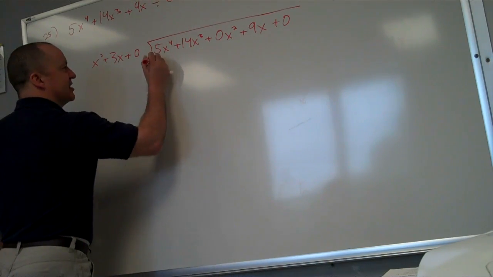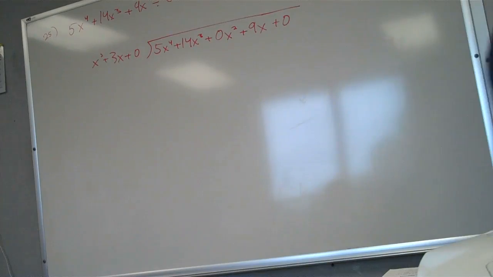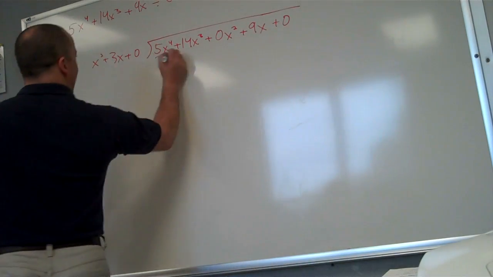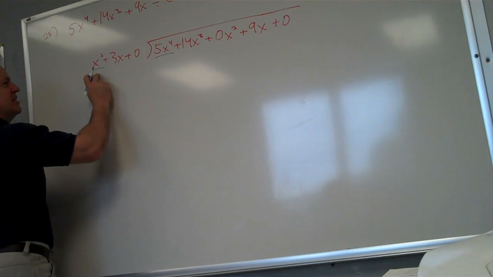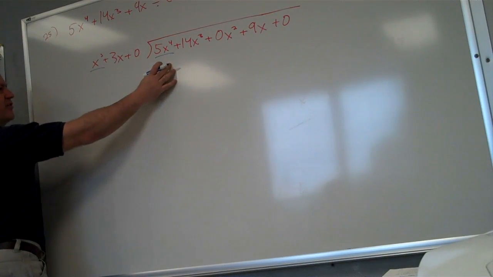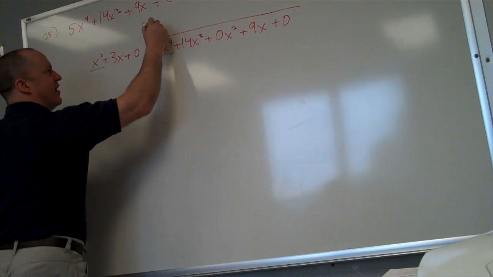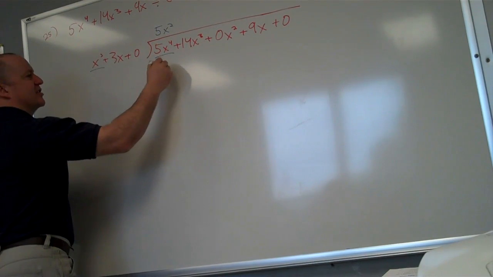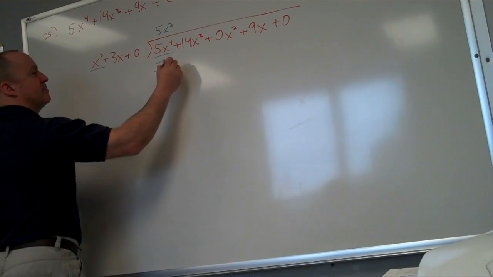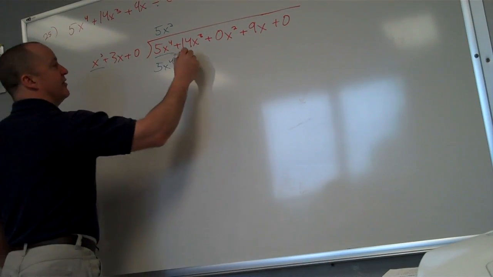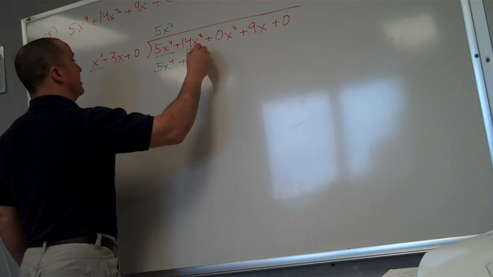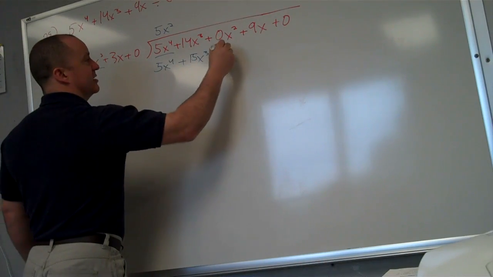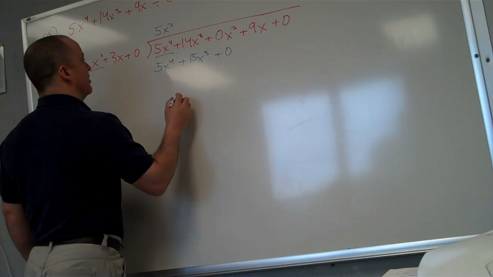So now I look at just the, here's another color. Now I look at just the 5x to the fourth and the x squared, and I say what times x squared equals 5x to the fourth? And that is 5x squared. Okay? That gives me my 5x to the fourth plus 15x cubed, and then plus 0. That lines up really well.